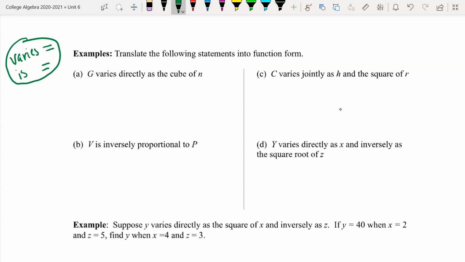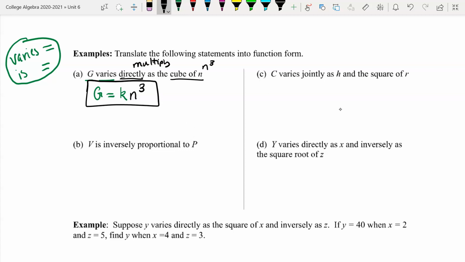This first one says g varies directly as the cube of n. Let's talk about this. G varies, so right there I'm going to say g equals. Now I told you every equation, no matter if it's directly, jointly, or inversely, is going to have a k in it. So after I write g equals, I always write k. After your equal sign, you always write the k constant. Now we just look at the rest of the problem. Directly means I'm going to multiply. Cube of n means n to the third power. So that means multiply, and it's cube of n, so I'm going to say n to the third. And that's how you would write your equation. We'll look into solving it later on, but you need to make sure you understand how to write it.